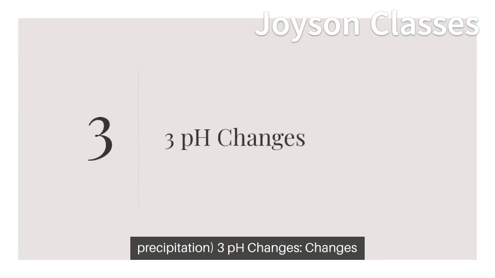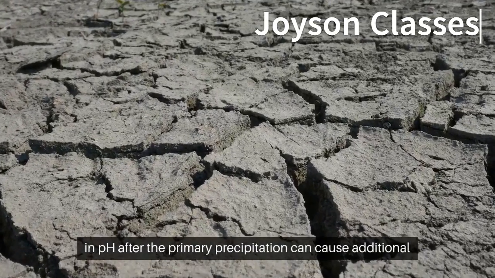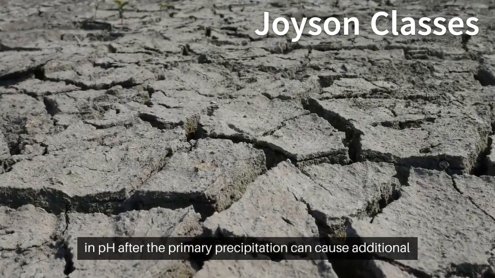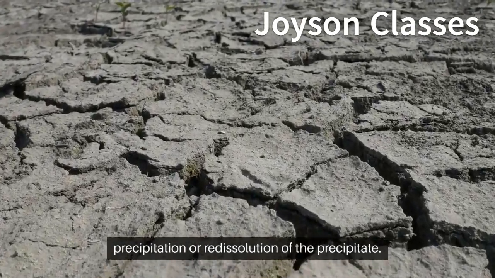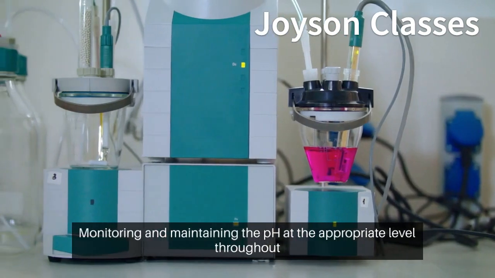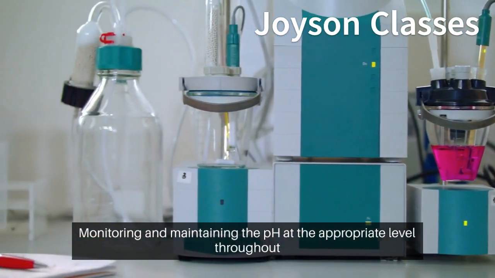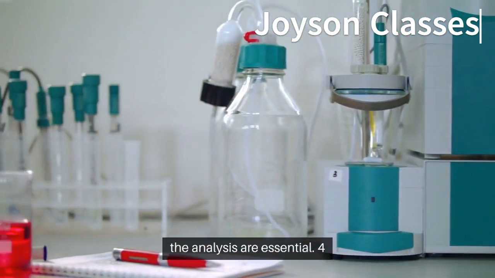3. pH changes. Changes in pH after the primary precipitation can cause additional precipitation or redissolution of the precipitate. Monitoring and maintaining the pH at the appropriate level throughout the analysis are essential.